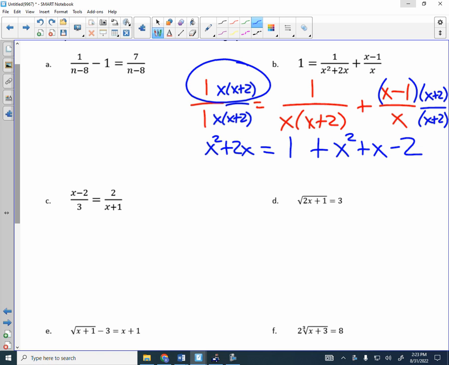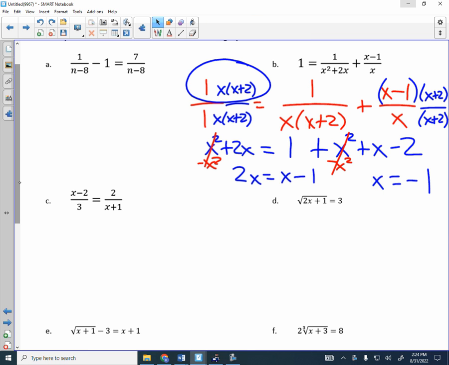Second degree equation. How do I solve second degree equations? Factor if they factor, but first set them equal to 0. Get everything on one side. I'll subtract the x squared over. What happens when I subtract the x squared over? Isn't that beautiful? So I got 2x is equal to 1 minus 2 is negative 1, and I got an x, so x minus 1. I solve by subtracting the x over, and I get x is equal to negative 1. Now, what numbers can I not come up with? What numbers would give me 0 in the denominator? 0 and negative 2. Everybody see that? Okay, there you have it.